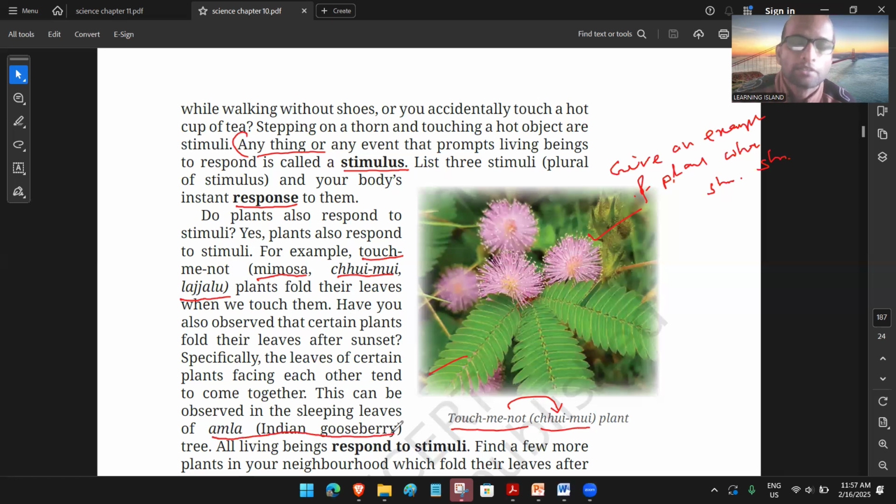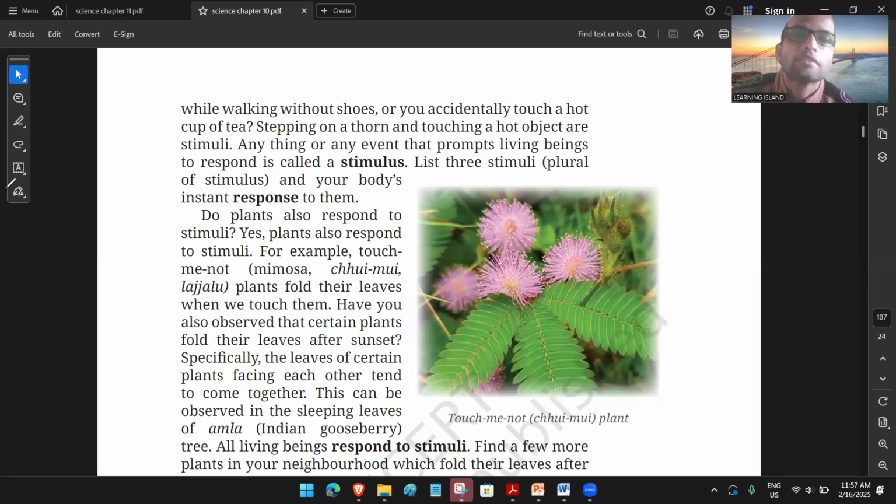If you touch the leaves of this also, it reacts like this. All living things respond to stimuli. So this is another important point. This can come in the exam: all living beings respond to dash, stimuli. So this kind of question may come in your exam. Okay. So my dear students, I hope you are understanding and also enjoying the session, right? So let us go to the next part.